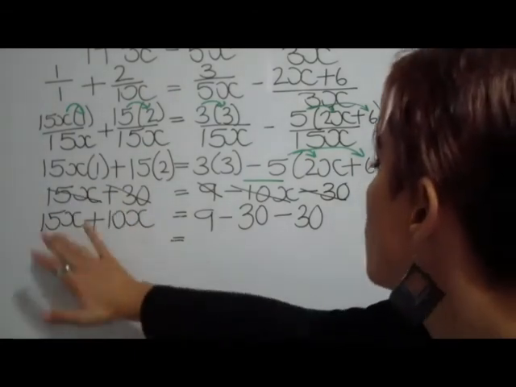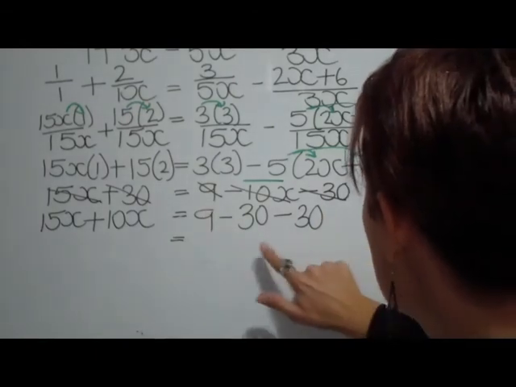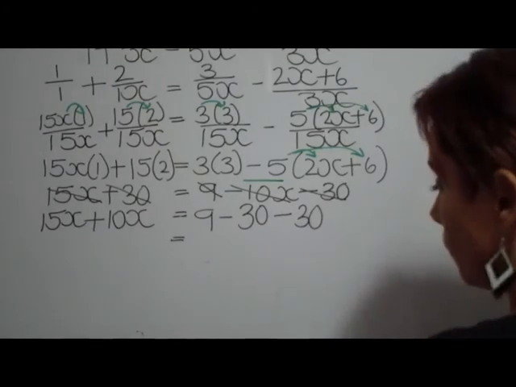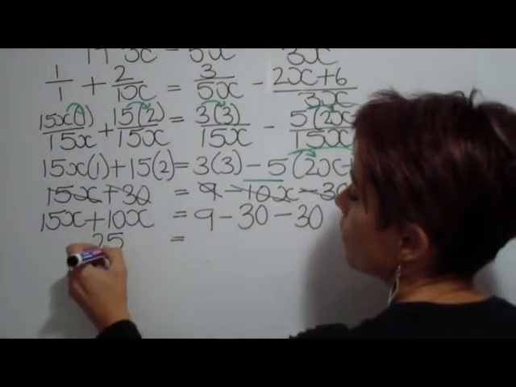Okay, let's just check, yes. Hy raak 'n plus 10. Hierso is 'n 9 minus 30. Take away 30. Beautiful. Now we say 15x plus 10x, that's 25x.